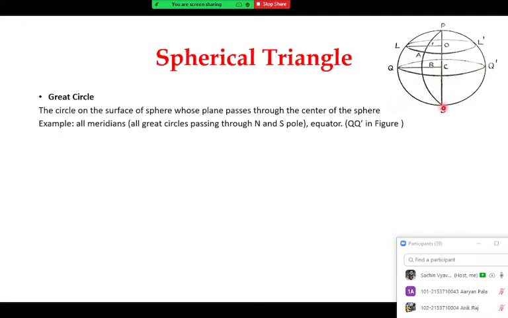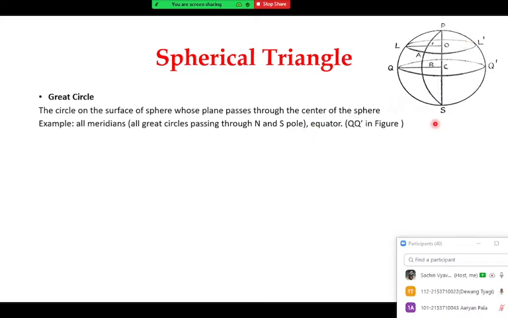We have these poles P and S, south and north pole. We have infinitely many circles passing through these two points. So there are infinitely many of these meridians. These are the meridians which are passing through the poles, south and north pole. So all great circles which are passing through the N and S poles are known as meridians. So yes, any name of a meridian on this sphere?